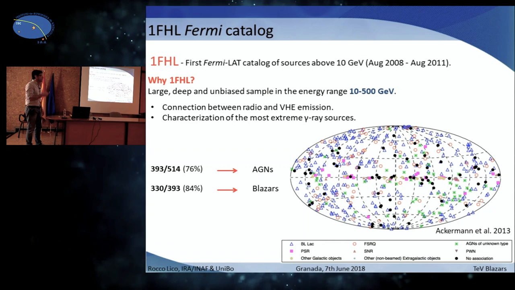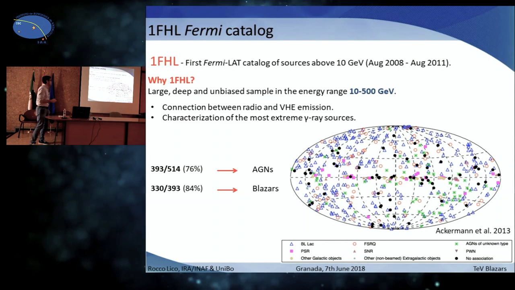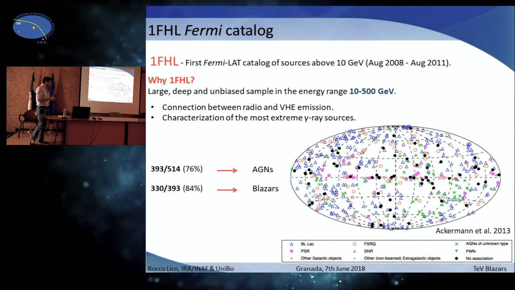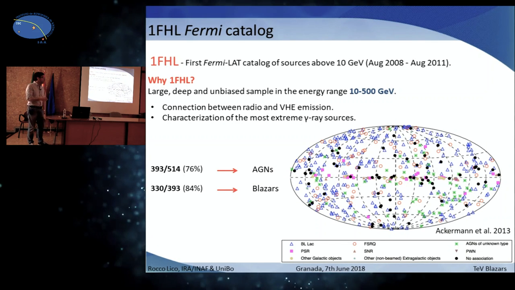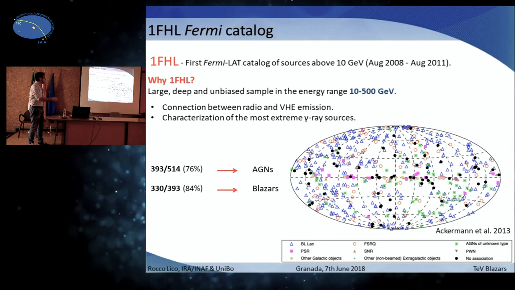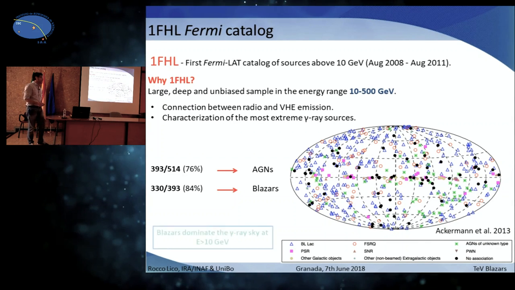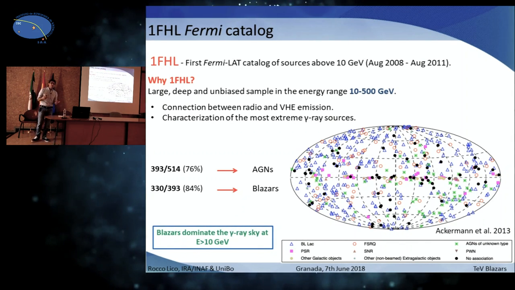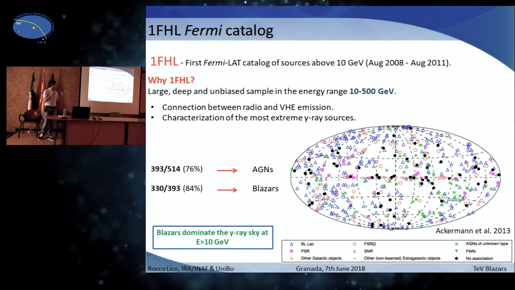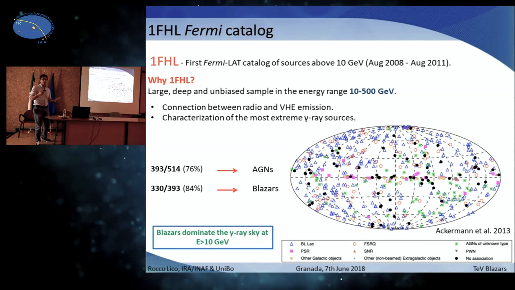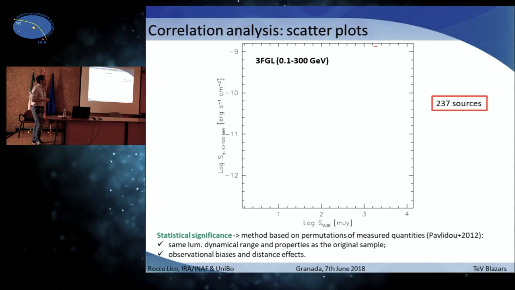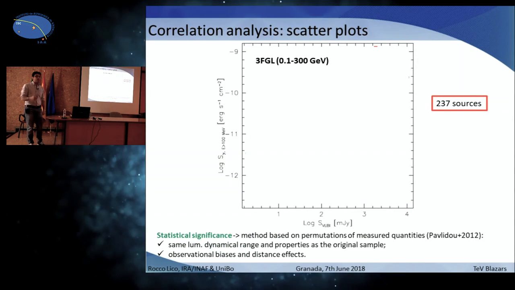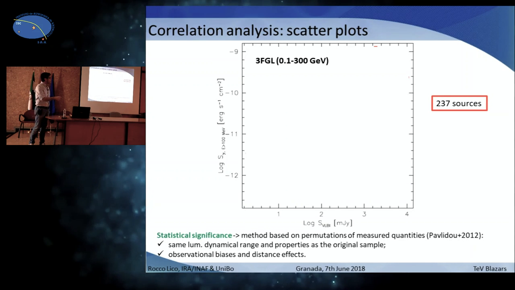This catalog contains more than 500 sources. The vast majority of sources are AGNs, and the vast majority of those AGNs are blazars. So again, blazars are dominating the census of the gamma-ray emission above 10 GeV, and are the most numerous sources. Okay, we end up with a sample of 237 sources.